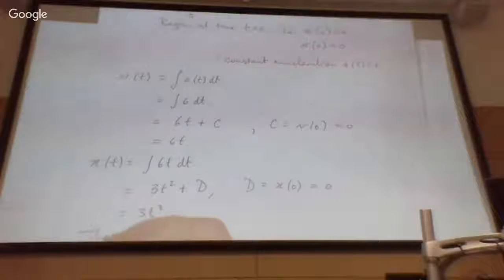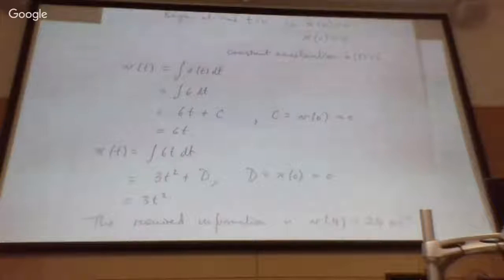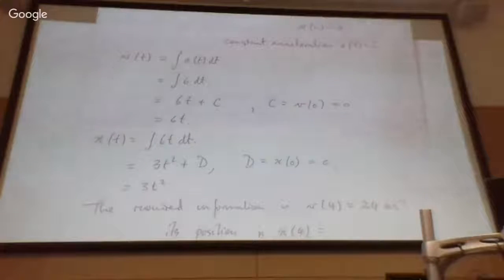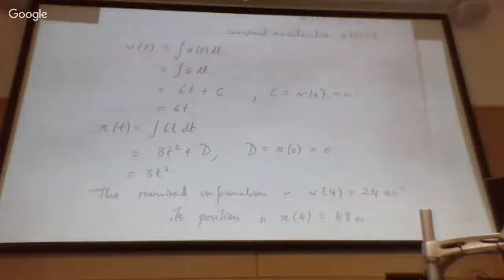So the required information, the information we were asked for, is v of 4, the velocity it reaches after 4 seconds, which is 24 meters per second. It's just 6 times 4. And its position, that's pretty fast, 24 meters per second. To 100 meters in 4 seconds. Not too fast for a car, I guess. Its position is x of 4, which is going to be 3t squared, so 3 times 16, 48 meters. So it will travel 48 meters after those 4 seconds.